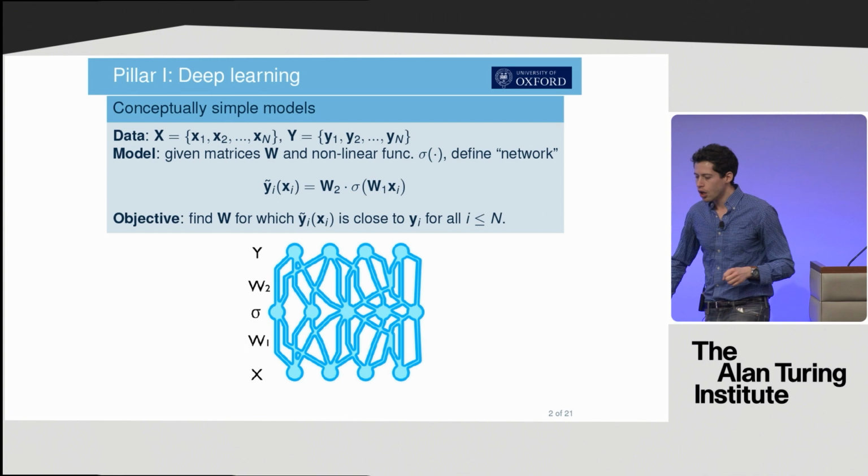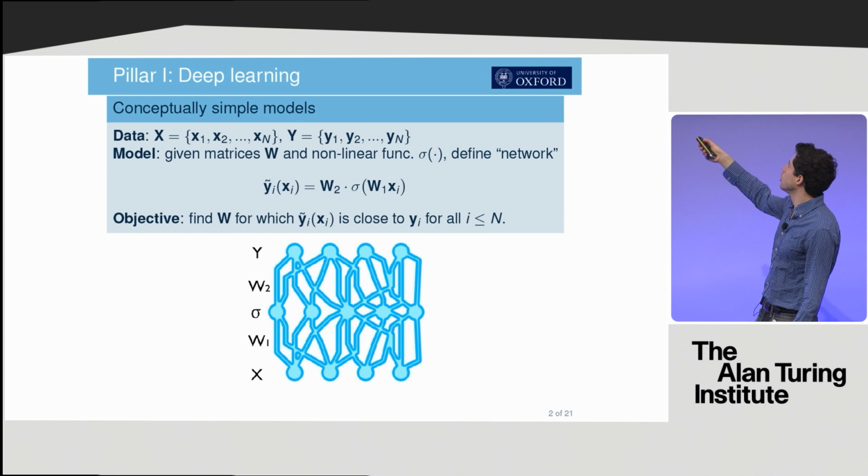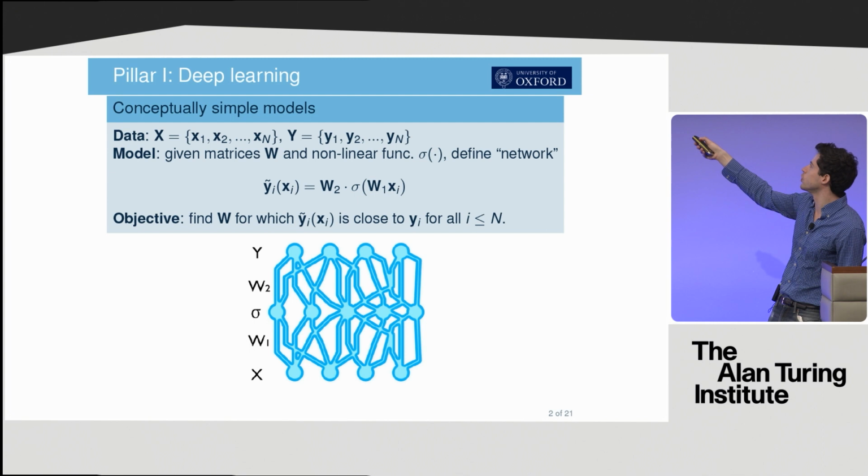Deep learning in one slide is conceptually very simple. We have some data, X and Y, let's say images and labels, cats and dogs. If you give me some matrices and a nonlinear function, we define what we call a neural network, which transforms the input to the output. Our task is to find some Ws for which the outputs will be as close as possible to the labels that you gave me.